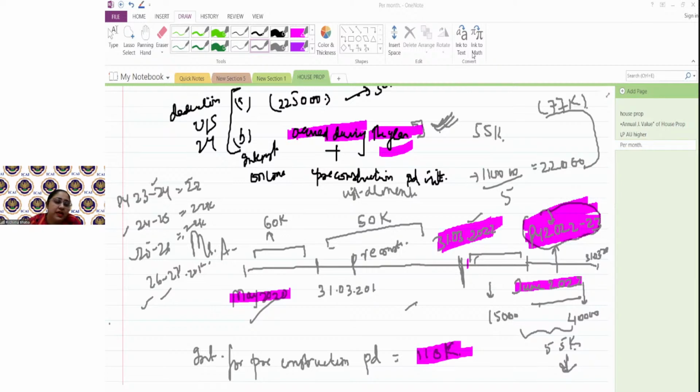Guys, the concept of pre-construction interest: what total interest will we claim? One which is accruing during the year plus 1/5 part of the pre-construction period interest. And it would be claimed only in the first 5 years, beginning from the year in which the construction was completed. The reason is simple: the property is identified only when the construction is completed. Okay?